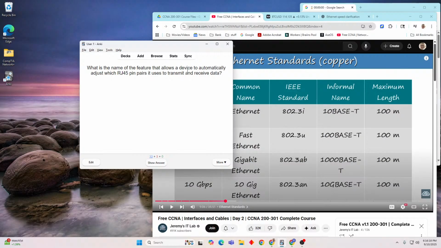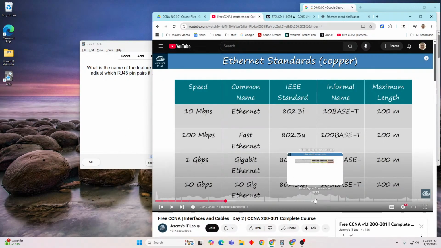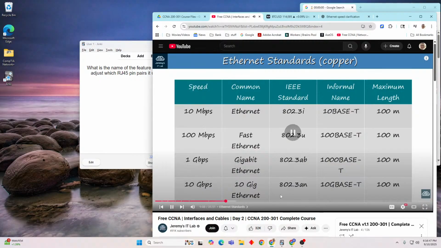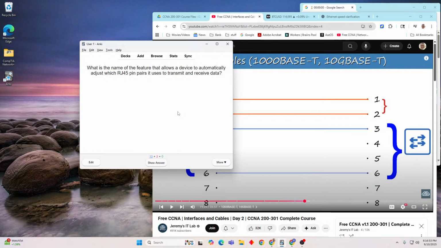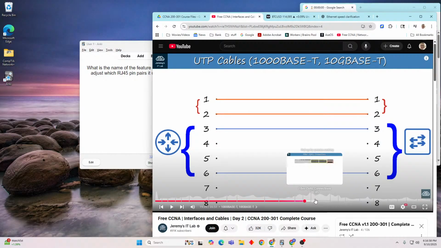What is the name of the feature that allows a device to automatically adjust which RJ45 pin pairs it uses to transmit and receive data? Okay, so what's the name of the feature? Well, it's not full duplex, so what's the name of the feature that allows a device to automatically adjust? It's like the auto thing, which RJ pins is used to transmit.